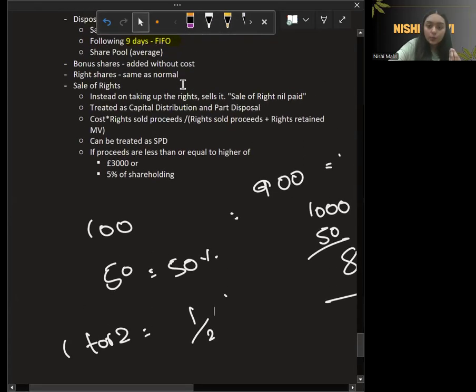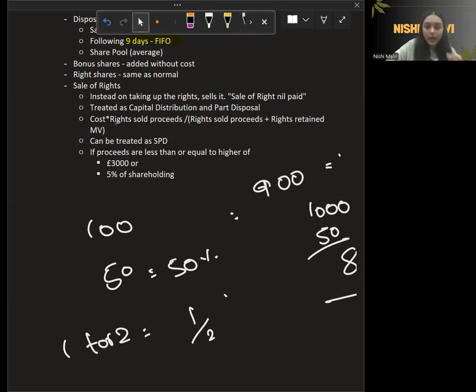Now, suppose instead of purchasing the shares, I decide to sell my rights. If I decide not to purchase shares, and instead sell my rights to someone else, then that particular term is known as sale of rights nil paid. This sale of rights is treated as a capital distribution or part disposal.